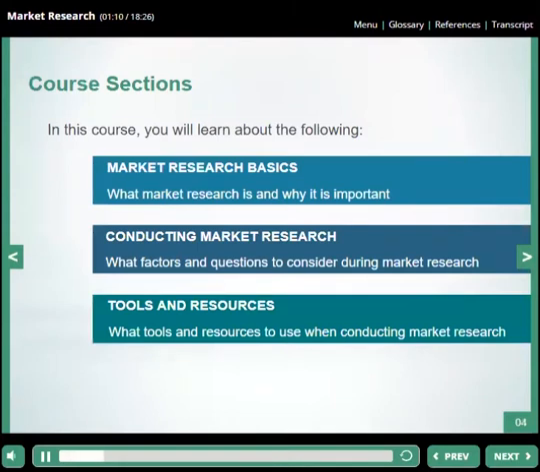First, you will learn what makes market research so important in the procurement process. Then you'll be asked to think about factors and questions to consider when conducting market research. Finally, you'll learn about the tools and resources available to assist with your research. Click the Next button to get started.